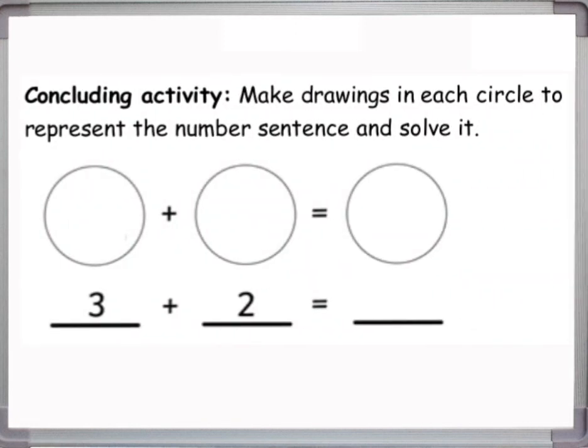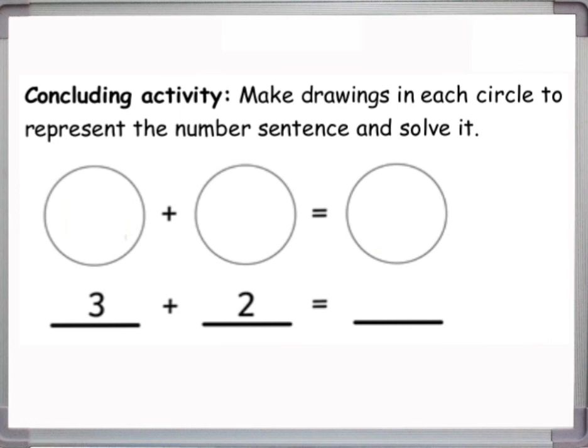Now let's do the concluding activity. You will make drawings in each circle to represent the number sentence and solve it. So we have the number sentence 3 plus 2 equals blank. So on the first circle, that's on top of the number 3, you are going to draw 3 things. It can be anything you want. Then on the second circle, that's on top of the number 2, you're going to draw 2 things, depending on what you draw in the first circle.